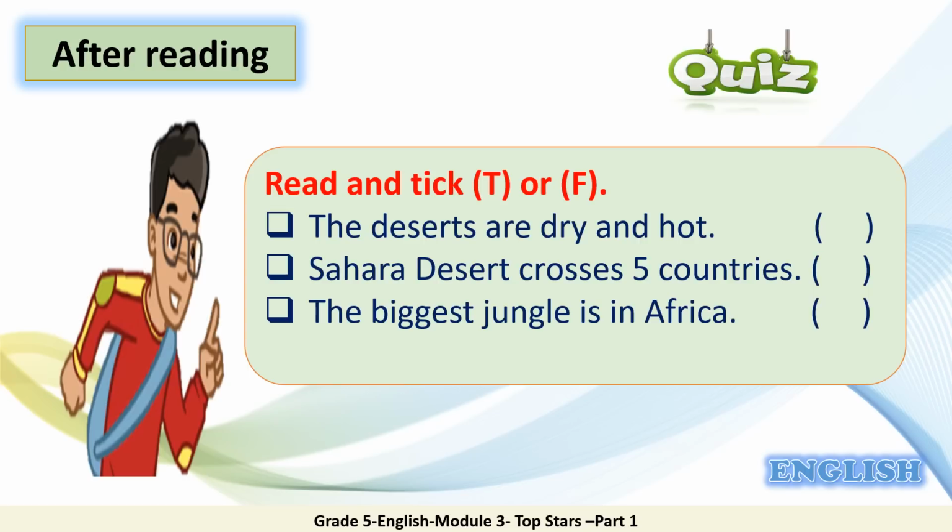After reading the text, I want you to check your information by doing this quiz. You have to read and tick T for true and F for false. Read the sentences and decide whether they are true or false. Number 1. The deserts are dry and hot. Number 2. Sahara Desert crosses 5 countries. Number 3. The biggest jungle is in Africa.